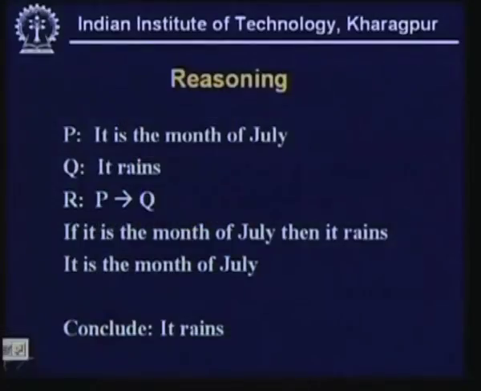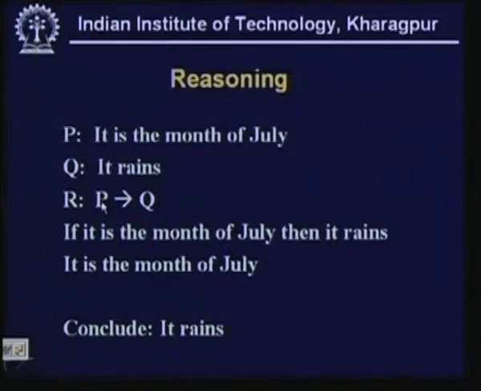Okay. So suppose there is a proposition, it is the month of July, and there is another proposition, it rains. Now there is a rule that says P implies Q, that means if it is the month of July, then it rains. Now another statement is given, it is the month of July, that means P is told. Then what can you infer? Using your common sense, you can conclude that it rains, right?